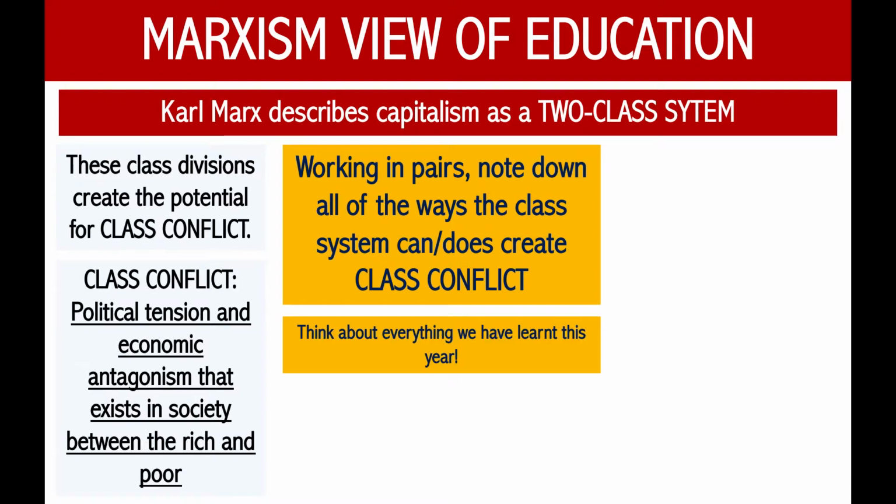So Karl Marx identifies a potential problem. He says within a capitalist society, and we have these class divisions, there is always the potential for class conflict. And class conflict is the political tensions and economic antagonism that exist in society between the rich and the poor.